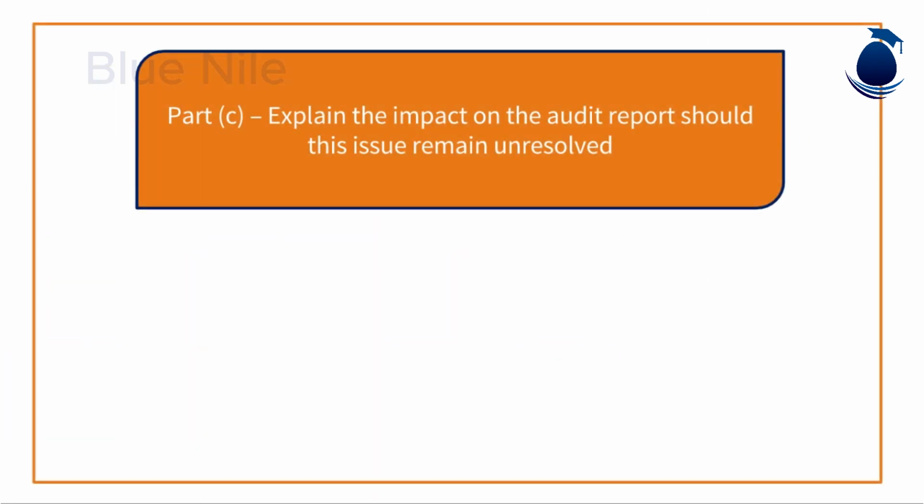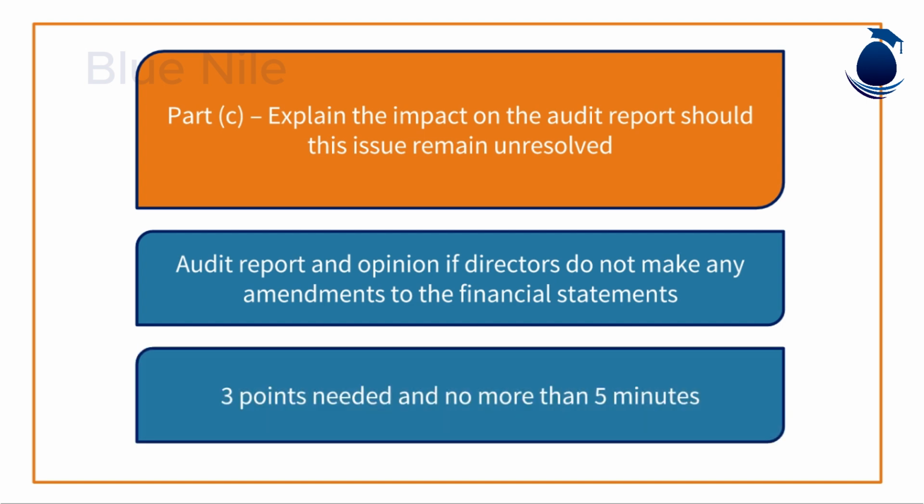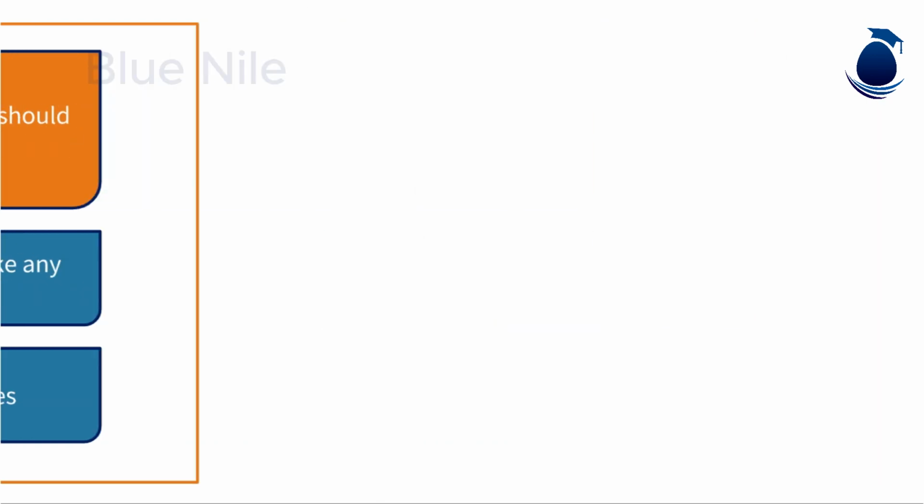Part C requires you to explain the impact on the audit report should this issue remain unresolved. This relates to the second event in the scenario, and what would happen to the audit report, and most importantly, the opinion, if the directors do not make any amendments to the financial statements. You must be able to apply your knowledge of the different opinions to the scenario and communicate clearly. 3 points would be needed and no more than about 5 minutes spent on this.